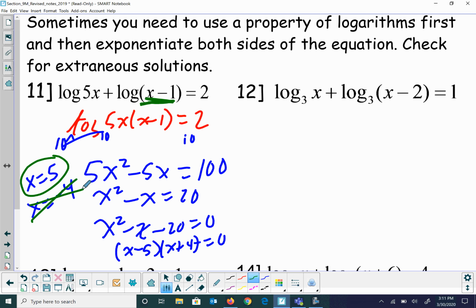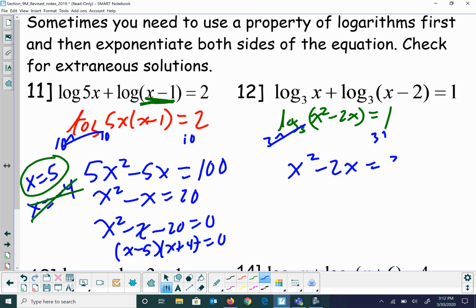We don't count it. Okay, we're going to add here. We're going to condense those back together. So I get log base 3 of x squared minus 2x. And that's equal to 1. We want to get rid of that base 3, so I can do it one of two ways. I can shell around, or I can just go 3 raised to that and 3 raised to them. Those cancel. So I get x squared minus 2x is equal to 3.